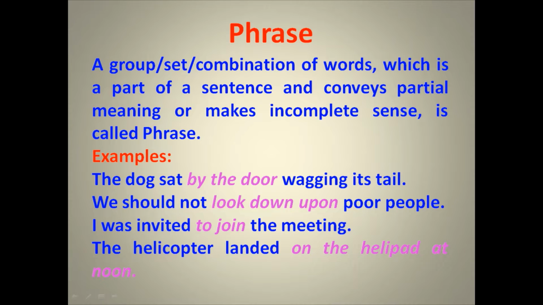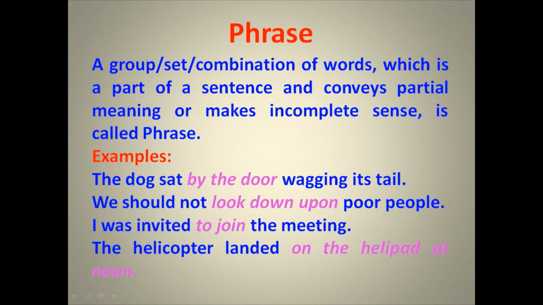The dog sat by the door wagging its tail. The dog, over here subject, sat verb, wagging its tail object, by the door. By the door is over here a phrase. It is a group of 3 words, and it doesn't give a specific meaning. If we separate only these 3 words, by the door, does it give any sense? No, that's why it's a phrase.